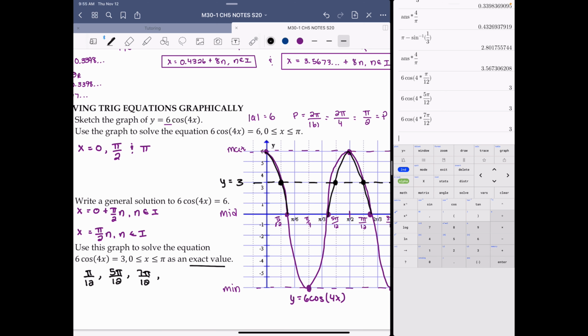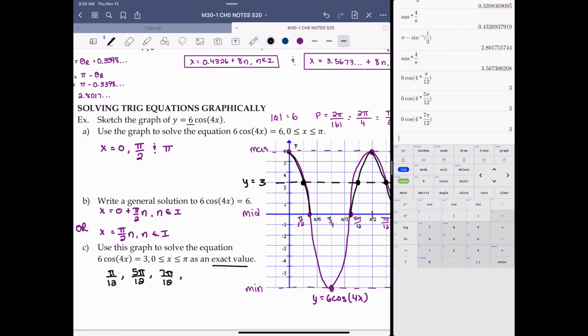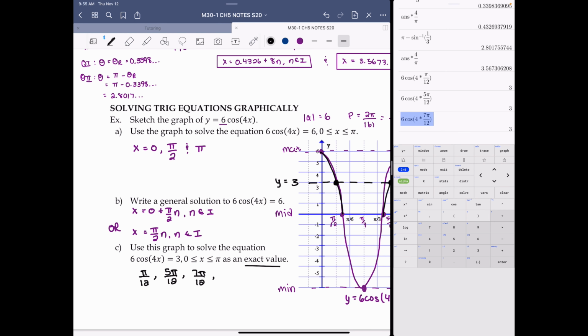And the last one was 11 pi over 12. Change the 7 to an 11, and we get 3 again. So 11 pi over 12. Those are our solutions to this equation for x greater than or equal to 0 and less than or equal to pi.